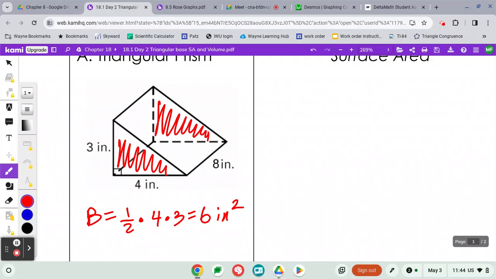Not 8. It's the distance from one base to the other. Okay? So that is the height of your prism. That is the height of your base. Okay? Now, to solve this, we can start off 2B.